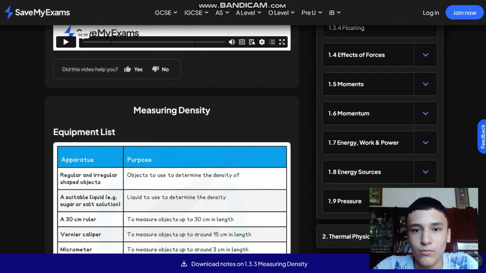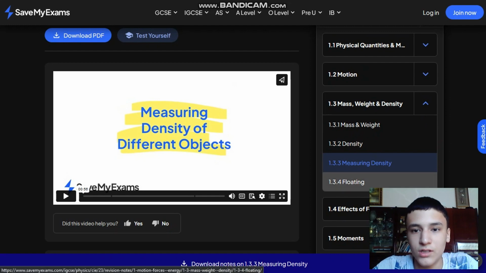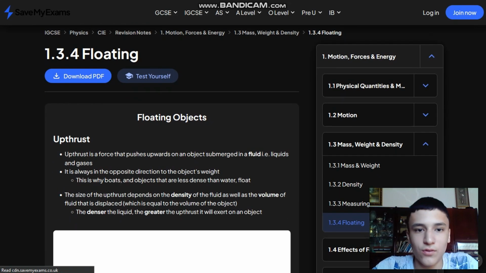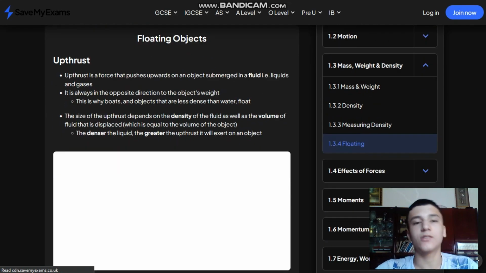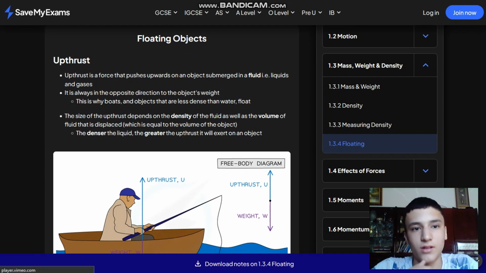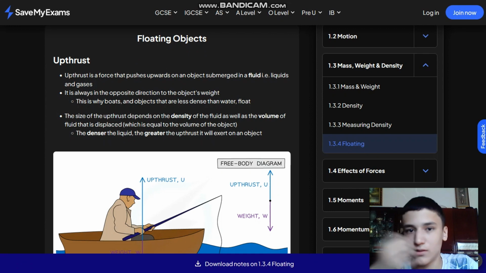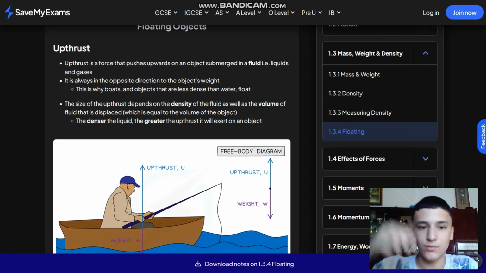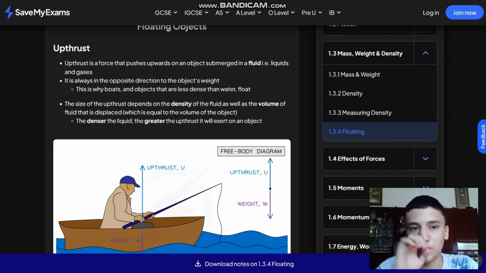So now we will move on to floating. Floating objects, and upthrust. What is upthrust? Upthrust is a force that pushes an object upwards in fluids. It can be liquids or gases. It is always in the opposite direction to the object's weight. For example, on Earth, it's always upwards.